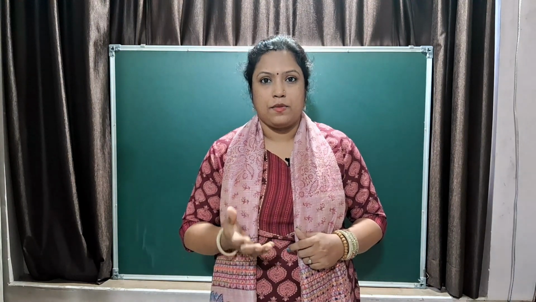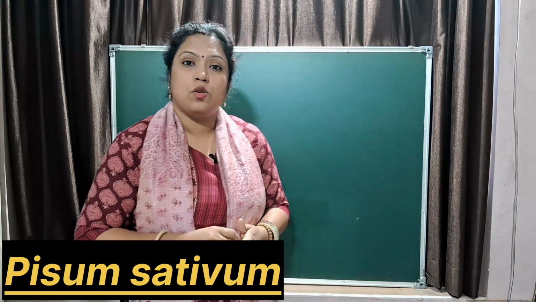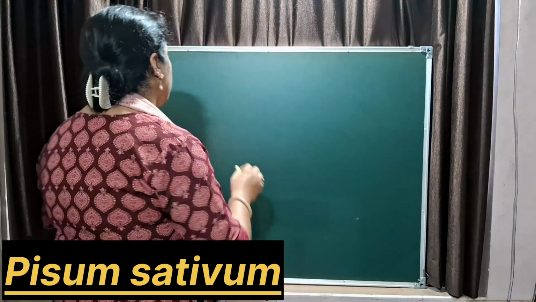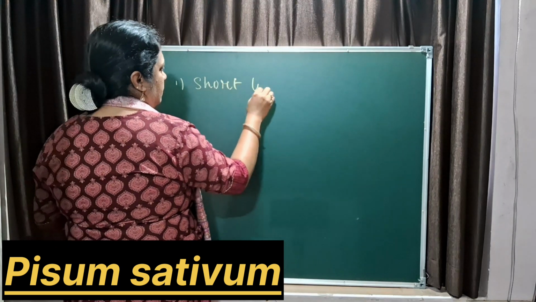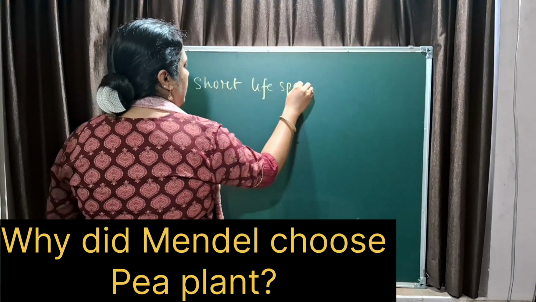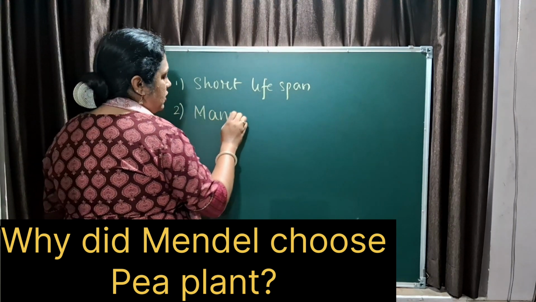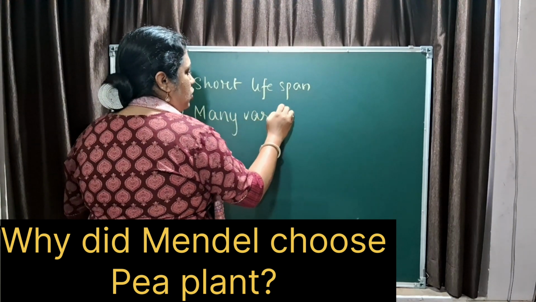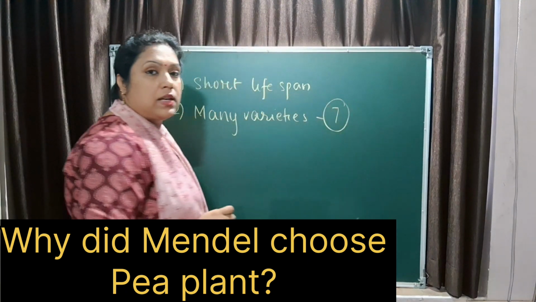Now my question is, why did Mendel choose the pea plant? Pisum sativum is the scientific name, which can be asked in your exam. We have already discussed how to write the scientific name in my previous video. Now why did he choose the pea plant? The pea plant had a very short lifespan. At the same time it had many varieties. You just saw 7 of them, the 7 varieties which Mendel studied.